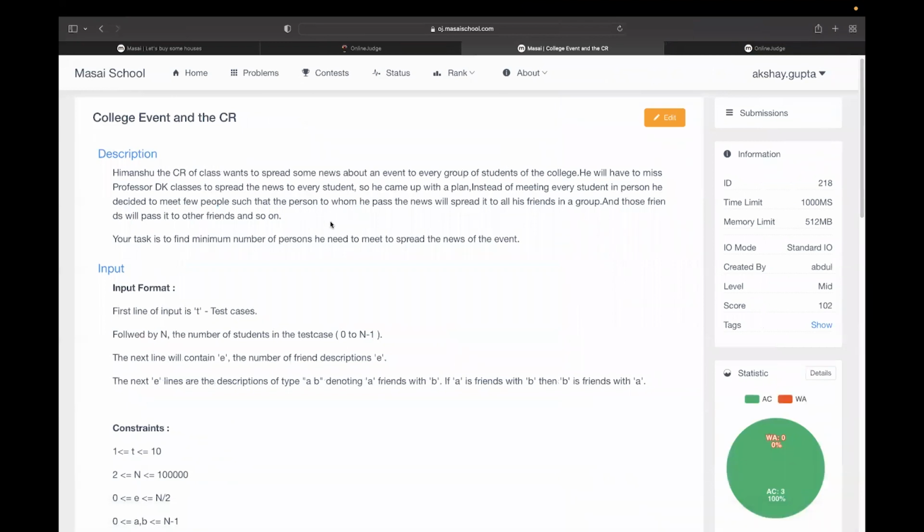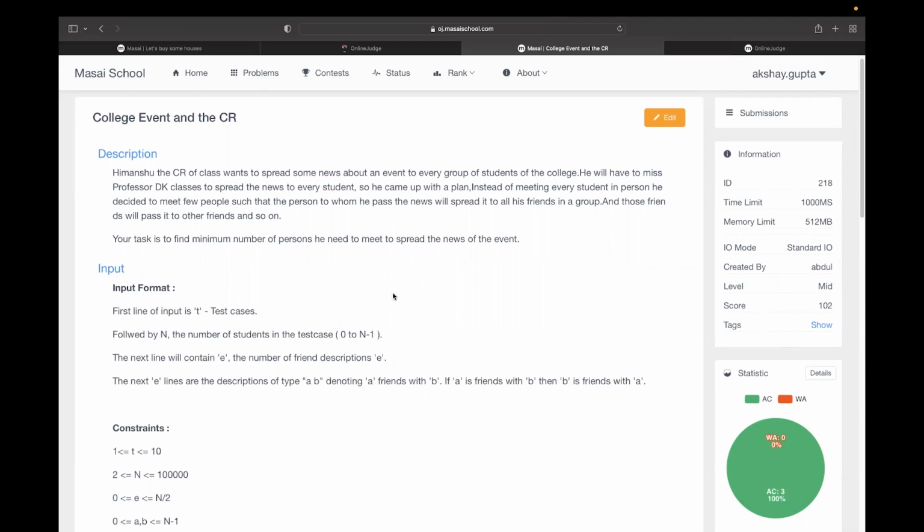Let's see what inputs are given in the question. In the input, it says the first line of input is the number of test cases, followed by n, the number of students in the class. If the number of students given is n, then you need to mark them as 0 to n minus 1. The next line will contain e, the number of friends descriptions, or you can call them edges, because friends description is nothing but showing who is friends with whom. So that in itself shows a relationship.